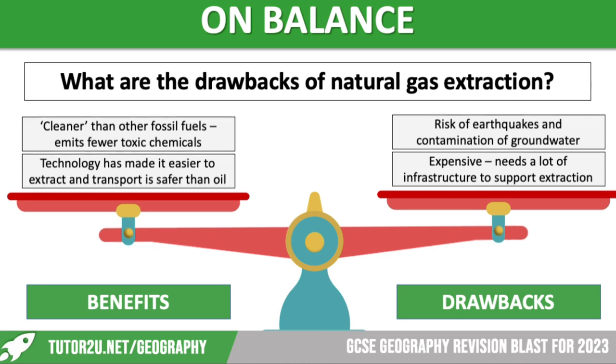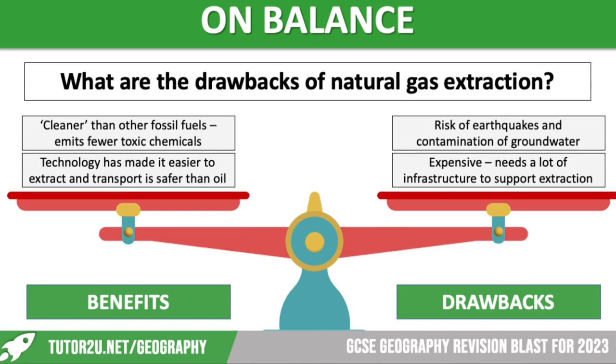Firstly, it involves the process of fracking. This is where high pressure liquid, which is made of water, sand and chemicals, is used to fracture the rock where the gas is stored so it can be released. Now, people in areas where fracking has been proposed are worried about the risk of earthquakes and the contamination of underground water supplies. It is also a very expensive process.